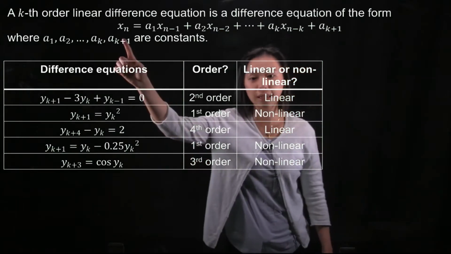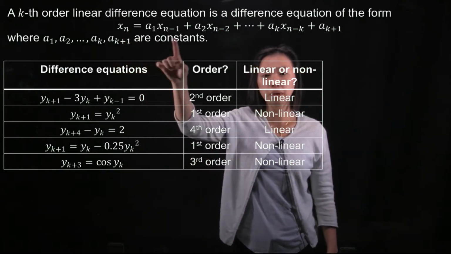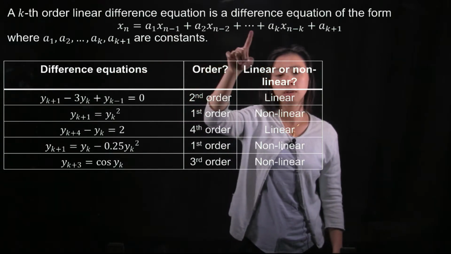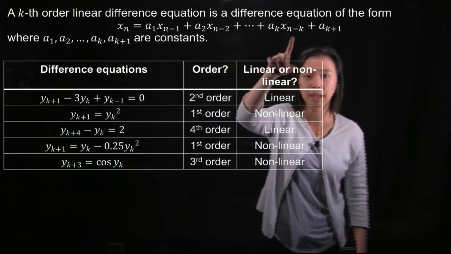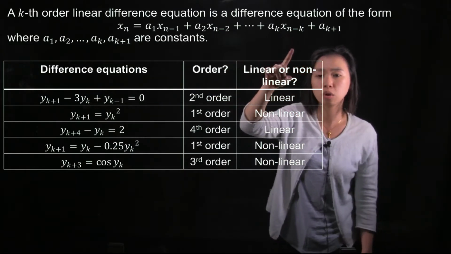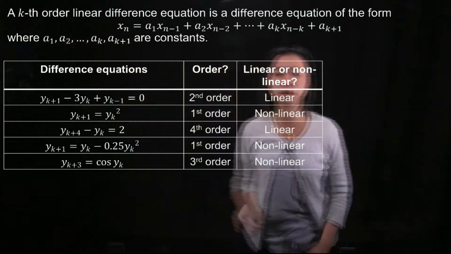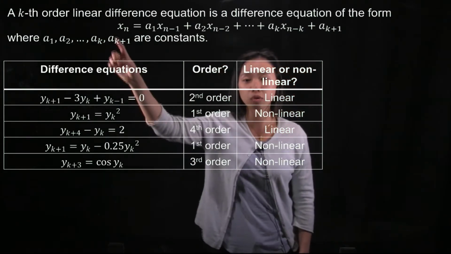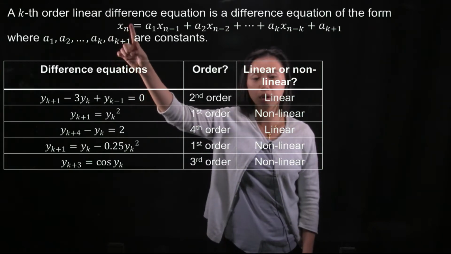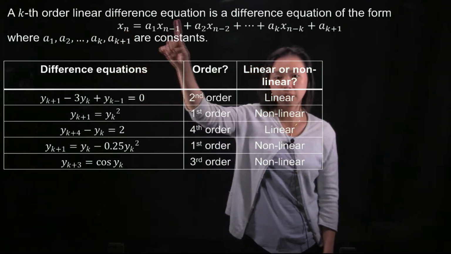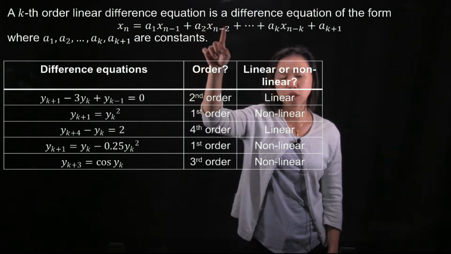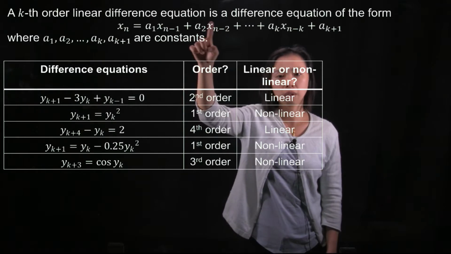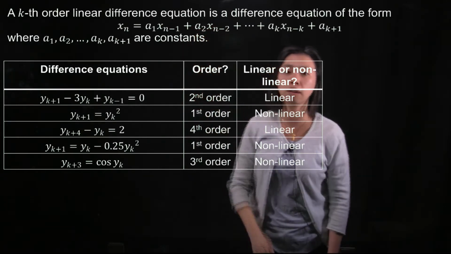You see here that xn depends on the previous one term, xn minus 1, the two terms, xn minus 2, the three terms, xn minus 3, until k terms, xn minus k. So that's why it is a kth order linear difference equation. And why is it linear? Because you see here xn is of power 1. Xn minus 1 is of power 1. Xn minus 2 is of power 1, meaning that there's no square, no cube, no square root, nothing to these x terms.